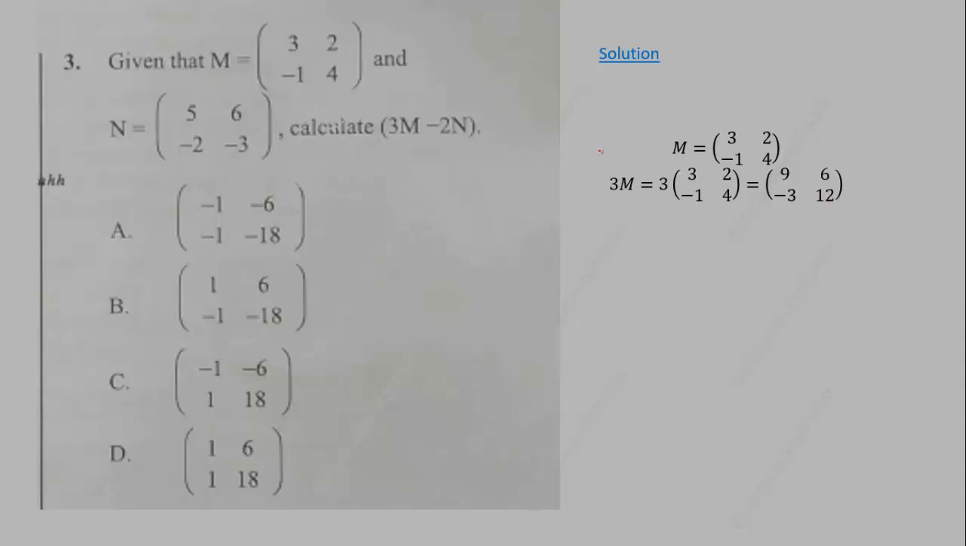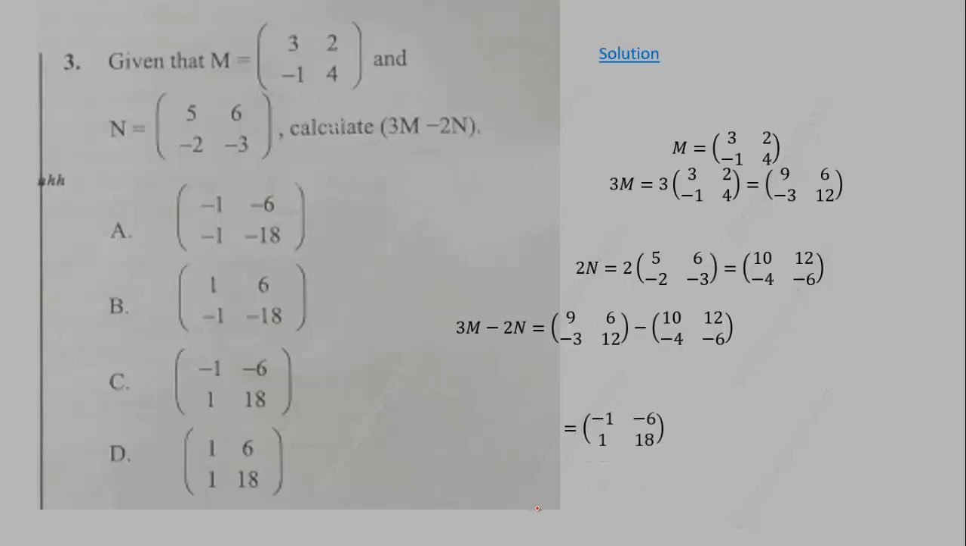The same thing we are going to repeat for the N. So we multiply the N by 2 to get this result. Now we have to subtract this and this. So that will give you subtracting corresponding entries. So 9 minus 10 is negative 1. Then 6 minus 12 is negative 6. Negative 3 minus 4 is 1. 12 minus 6 is 18. So we get this.